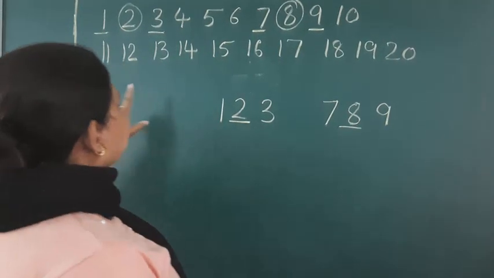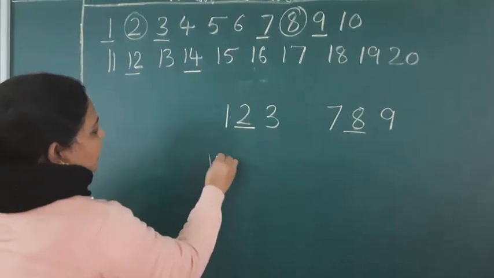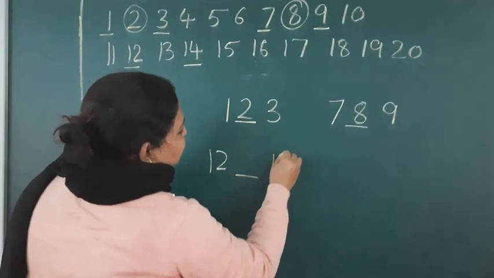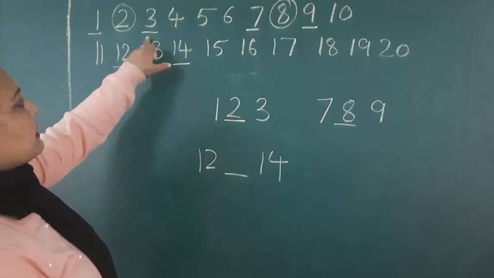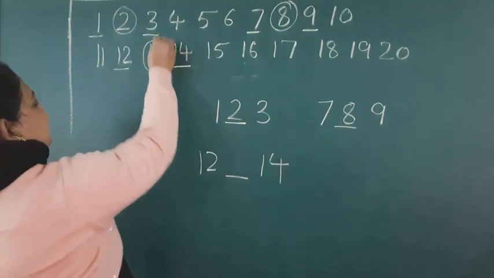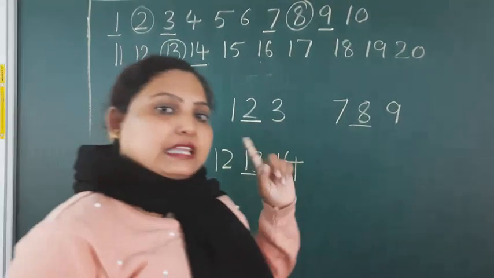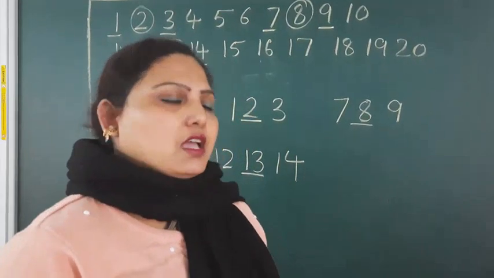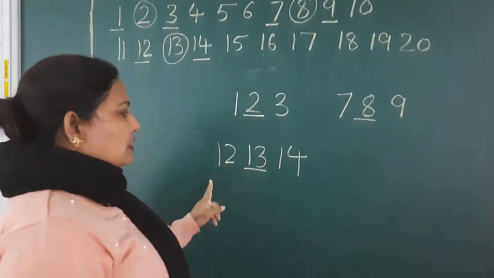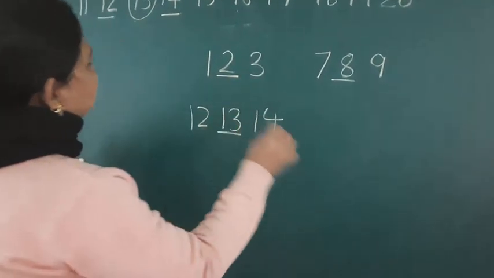Okay. Like we will take here 12 and 14. 12 and 14. So in the middle, which number will come here? You can see here 13. So 13 will come down here. Okay. But you have to remember which number comes after which number. So you have to see the numbers carefully, all the numbers you have to see carefully.